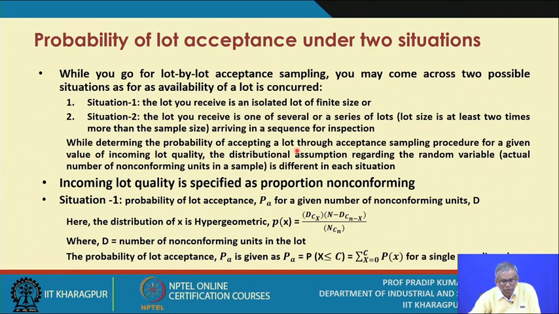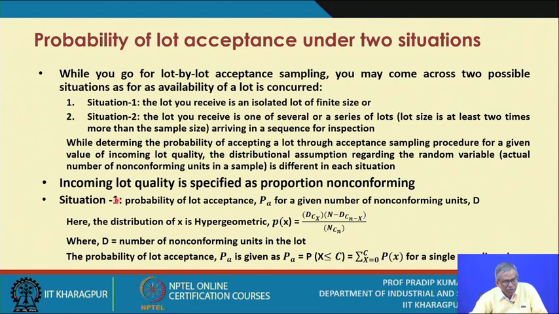While determining the probability of accepting a lot through an acceptance sampling procedure for a given value of incoming lot quality, there are distributional assumptions regarding the random variable, that means the actual number of non-conforming units in a sample. As we have already pointed out, that is referred to as x for the single sampling plan, or x1, x2 for the double sampling plans. So there could be different kinds of distributional assumptions regarding x. So incoming lot quality is specified as proportion non-conforming.